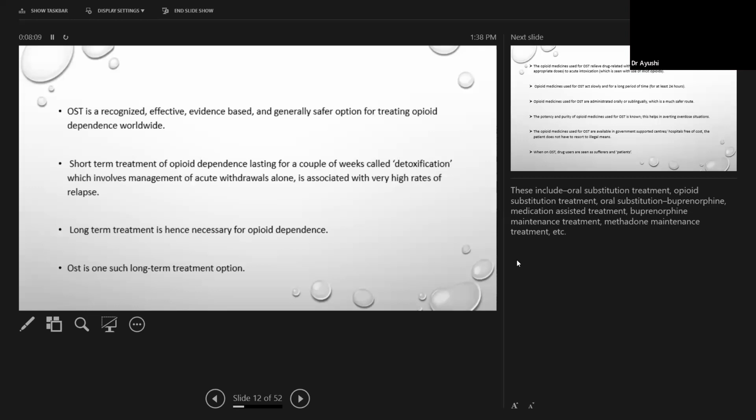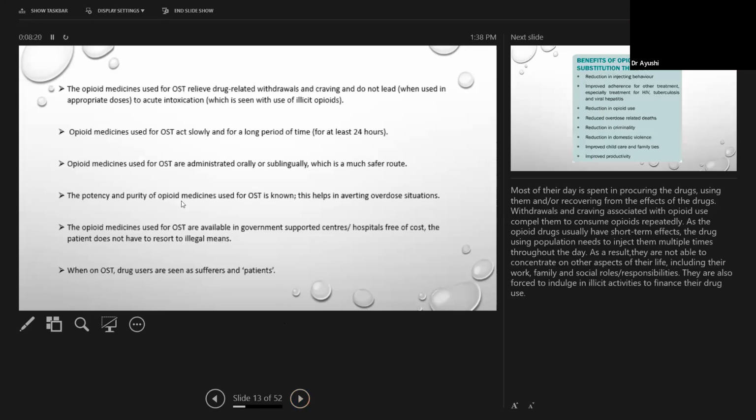These include mainly oral substitution like buprenorphine, medication-assisted treatment, buprenorphine maintenance treatment, methadone maintenance treatment, etc. The opioid medicines used for OST relieve drug-related withdrawals and craving and do not lead to acute intoxication. They act slowly and for a longer period of time, for at least 24 hours. They are administered orally or sublingually, which is a much safer route. The potency and purity of these medicines is known. This helps in averting overdose situations.